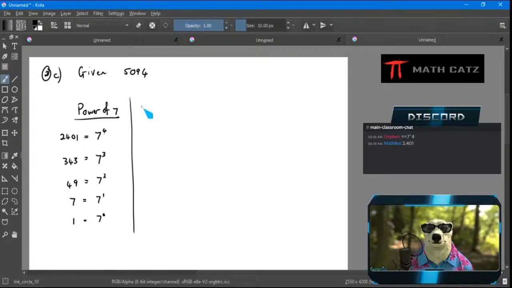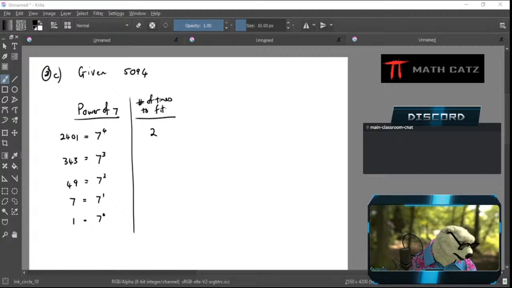Then I want to know how many times can it fit. So let's say here, number of times to fit, or however you want to give this a heading. So 2401 can fit in there twice. How do I know? I divide it. My given number divided by 2401. Let me show it. It's our first example. There could be someone that needs to see all the detail, and that's why we're here. 5094 divided by 2401, and I get 2 and a little bit.